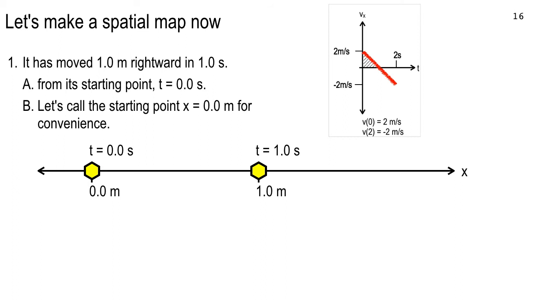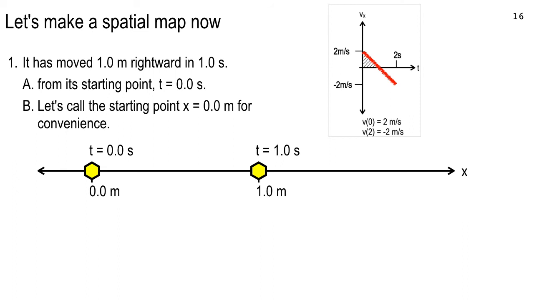Go ahead and make a note to yourself at t equals 1.0 at that dot out there. V equals what? What's the speed equal to out there at 1 meter? It's 2 meters per second, right? Or is it? What is the speed there? No. It's 0. It stopped.